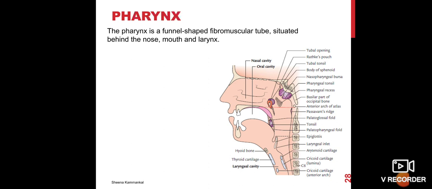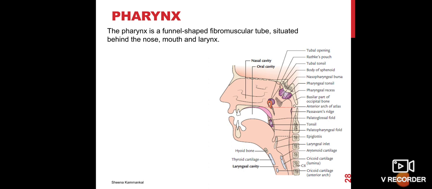Apart from this, in front of the pharynx and the esophagus comes the trachea. So these are the two tubes which are more closely related to the vertebral column. The pharynx has three parts: the nasopharynx, oropharynx, and laryngopharynx. Nasopharynx means the part of the pharynx which comes behind the nasal cavity, and the oropharynx comes behind the oral cavity. Laryngopharynx is the part of the pharynx that comes behind the larynx.